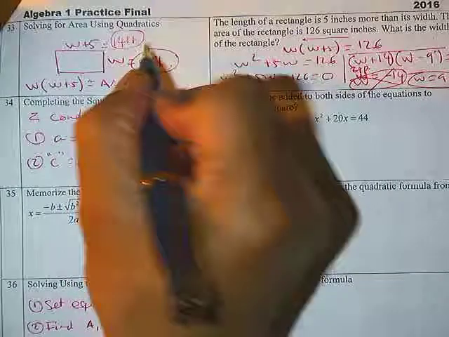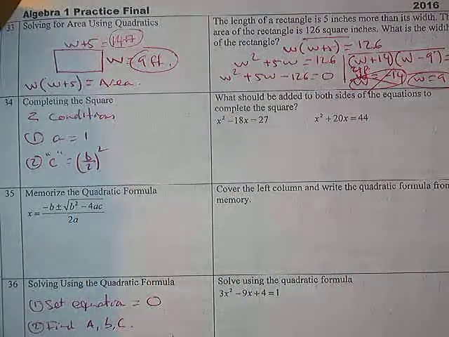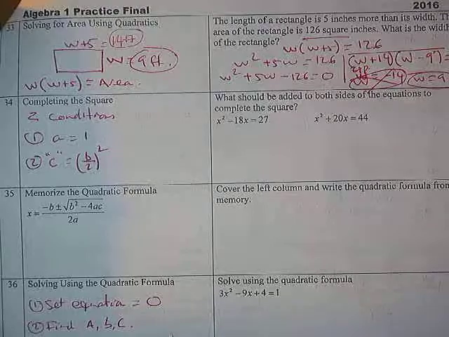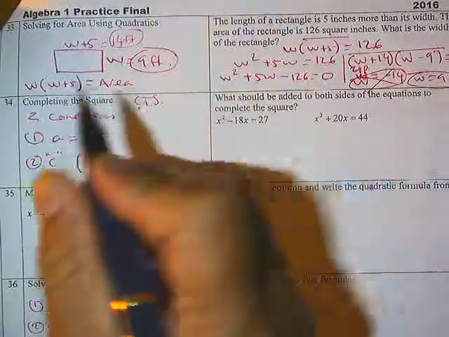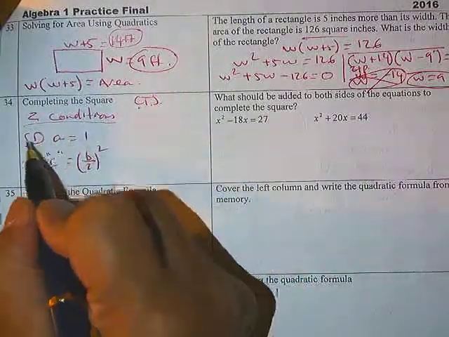Now, I don't think they asked what the length would be, but to find out the length, you know that it's going to be W plus 5. So that's going to be 9 plus 5, or 14 feet. But this is the answer, because they're asking for the width.